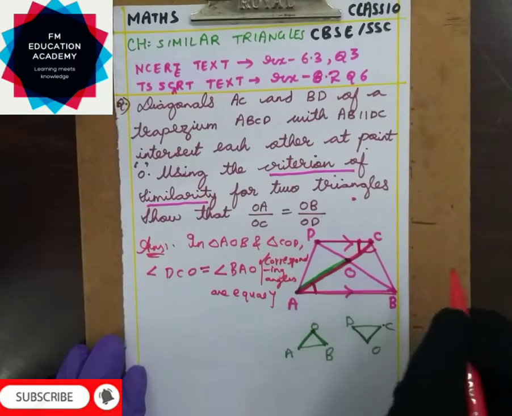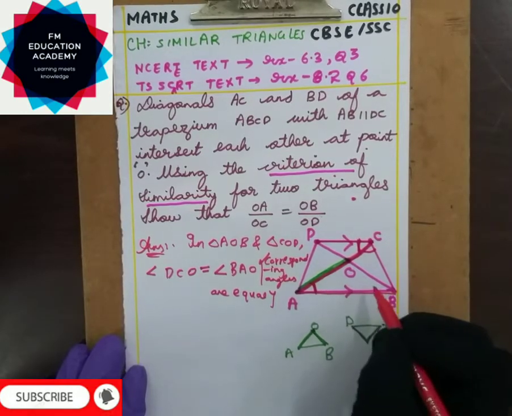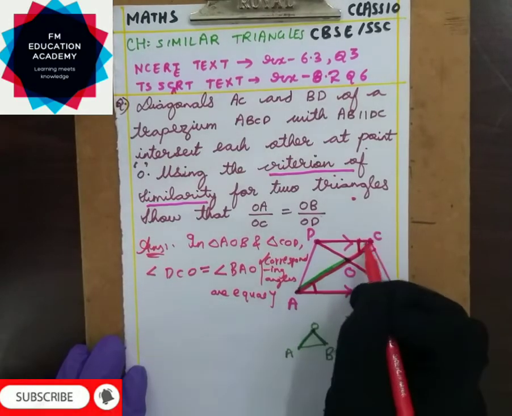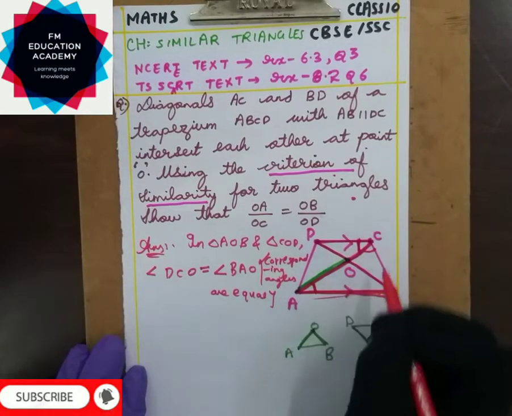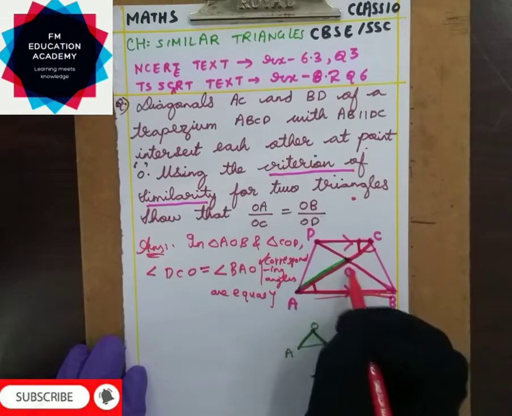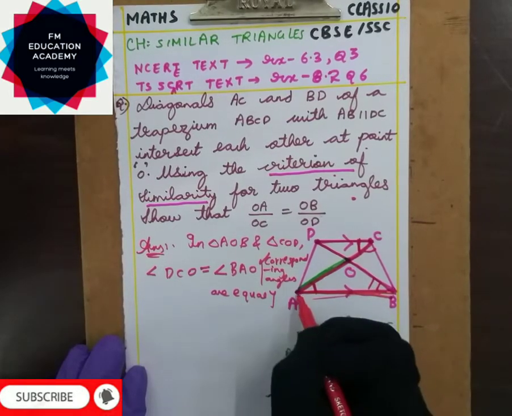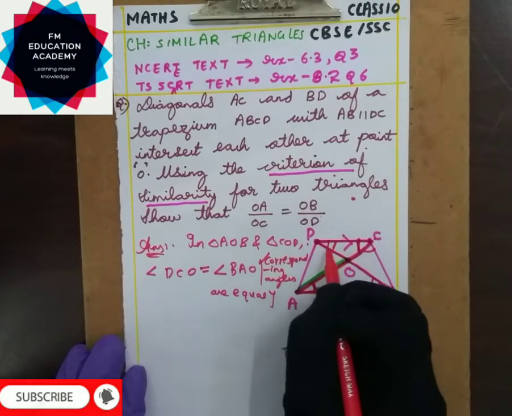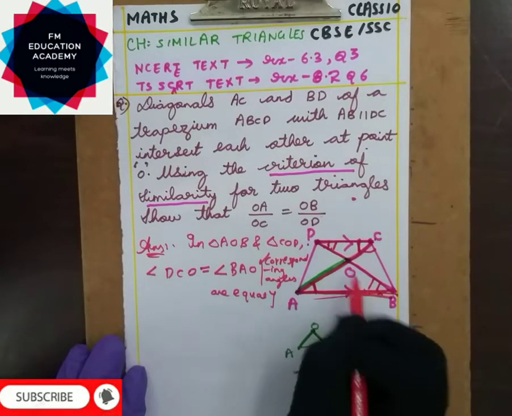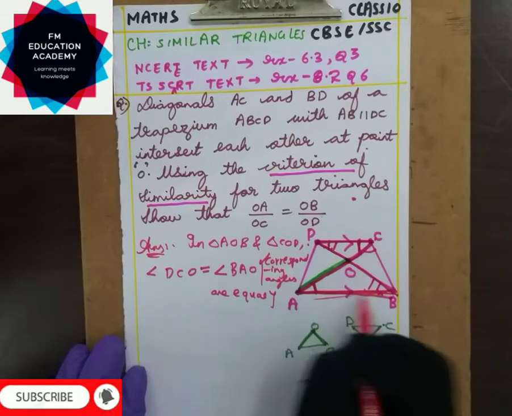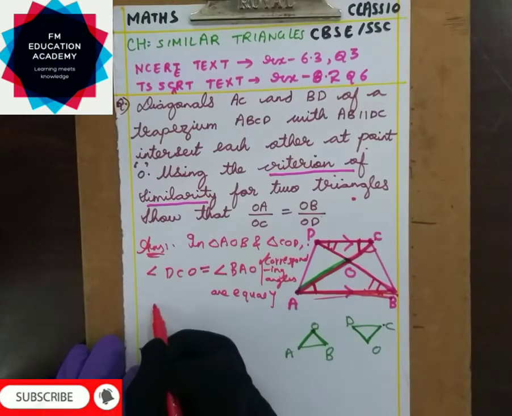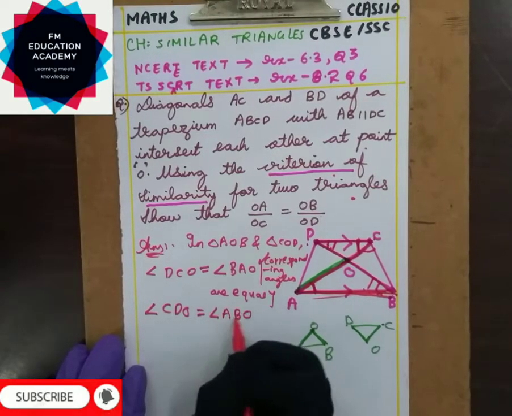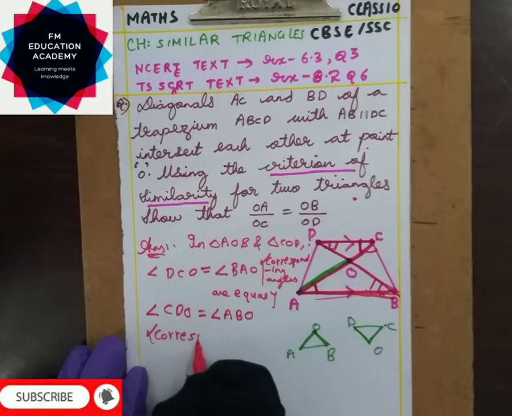Then again in the same triangle, we can see here that if BD is the transversal and again AB is parallel to CD, this condition is given to us. If AB is parallel to CD and BD is the transversal, again I'll take this triangle. In this triangle, angle ABD is equal to angle CDB. This angle is equal to this angle. Why? Again they are corresponding angles because these two lines are parallel and BD is the transversal. So angle CDO is equal to angle ABO. Same reason, corresponding angles are equal.